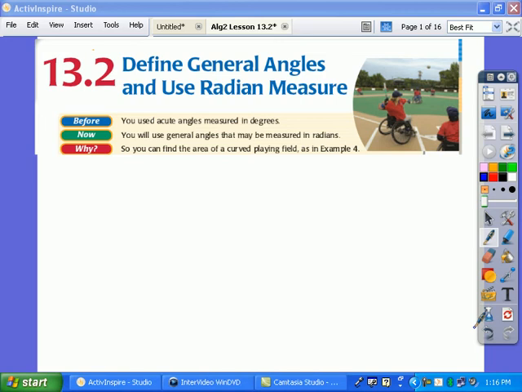All right, this is Mr. Smith here for Algebra 2, Section 13.2. The goal of this section is to teach this other angle measurement system called radians.